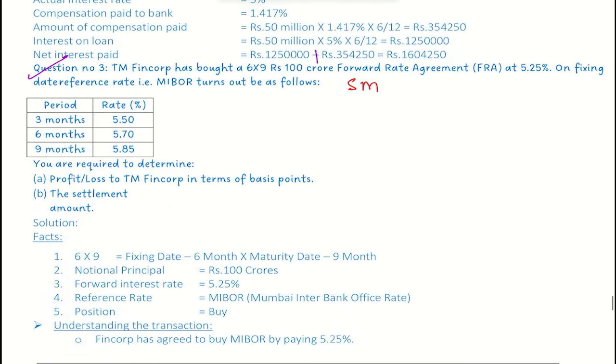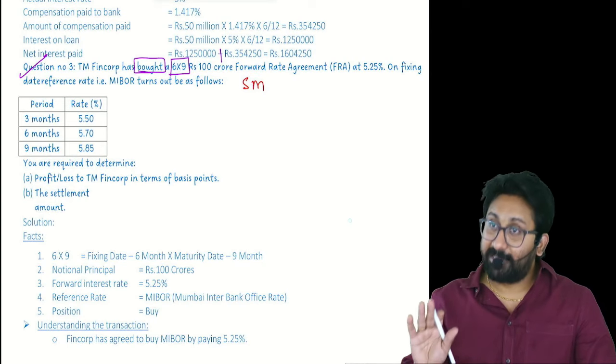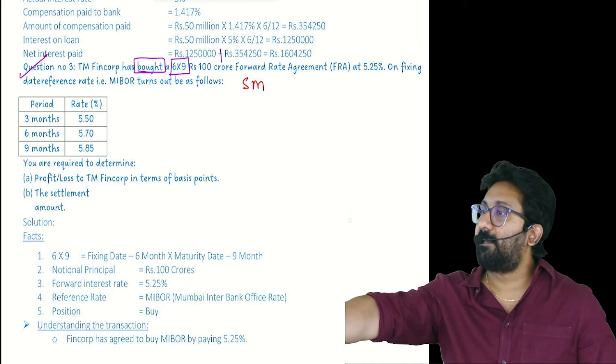Okay, let's understand this and do. Now read the question, there is a sense in doing the answer. Start. TM FinCorp, read sir. TM FinCorp has bought what? 6 by 9. Everyone now will explain me, what do you mean by 6 by 9? I wanted to borrow today. I wanted to borrow after 6 months. For a period of how many months? 3 months.